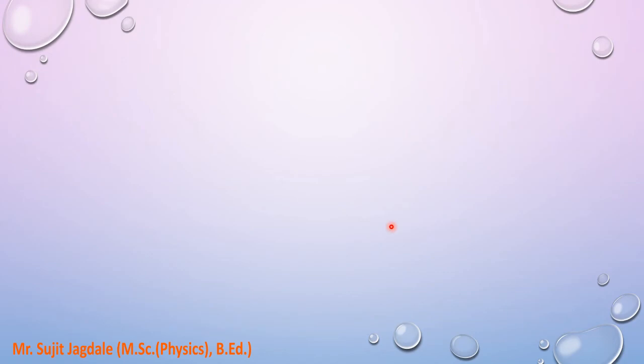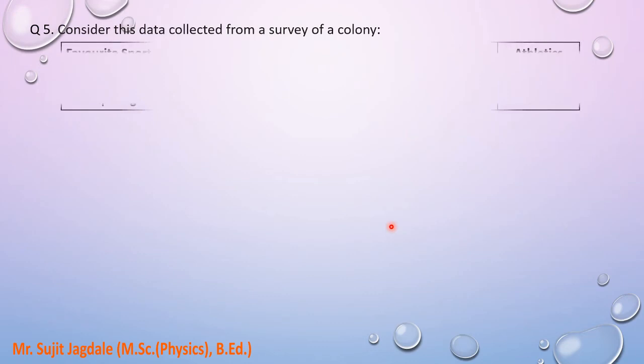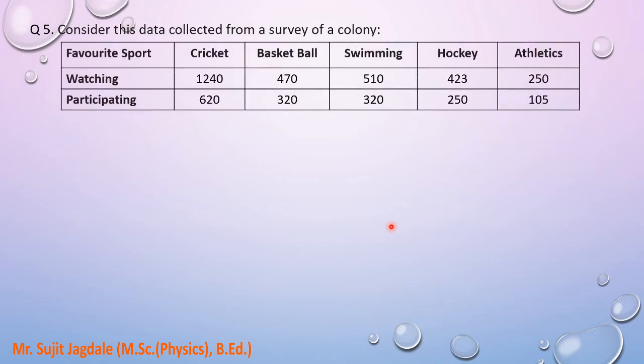Okay, now the last question is there. Consider this data collected from a survey of a colony. One colony is there, for that colony surveys are done and some data is given. Which type of data is given? We will see that first. Favorite sport, that means sports are given, and the people are categorized into two categories. The first category is the people who are watching the sport, and the second is the people who are participating in that particular sport. So two types of categories are there, watching and participating.